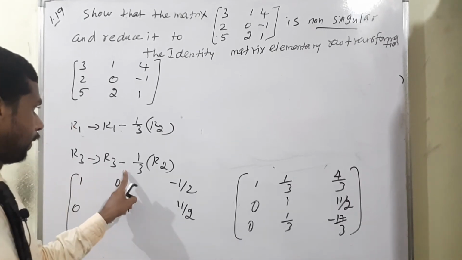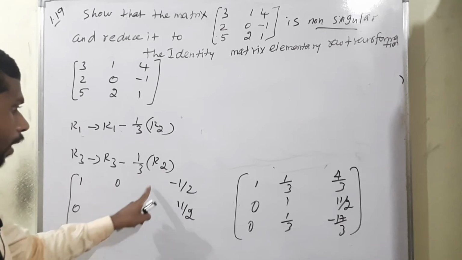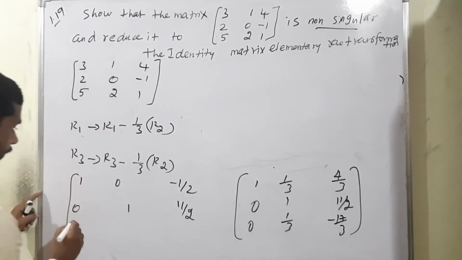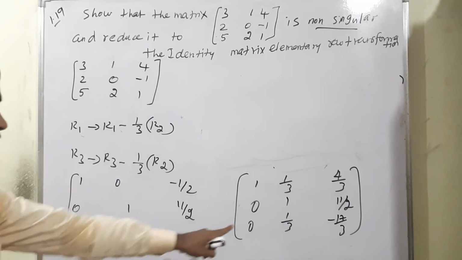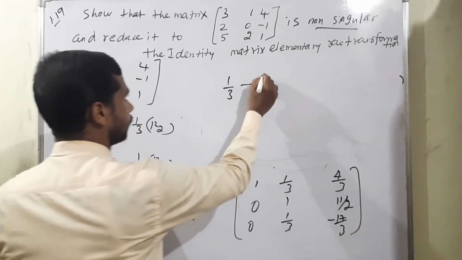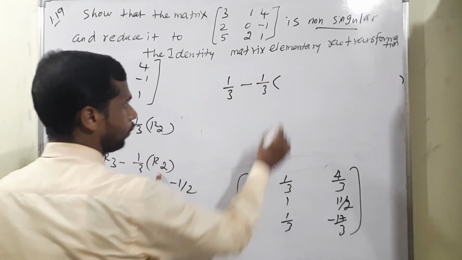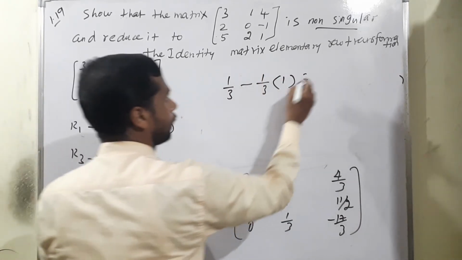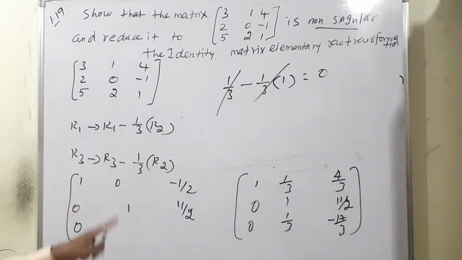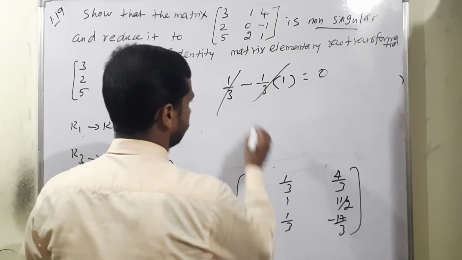Comparing 0 minus 1 by 3 into R2, R3 and R2 comparing only 0 and 0, so definitely we can write it directly, value will be 0. But next term, R3 is equal to 1 by 3 minus again 1 by 3 into R2, value 1 is there. 1 by 3 minus 1 by 3, value will be 0. Cancel, no? Next one, R3 value minus 17 by 3.